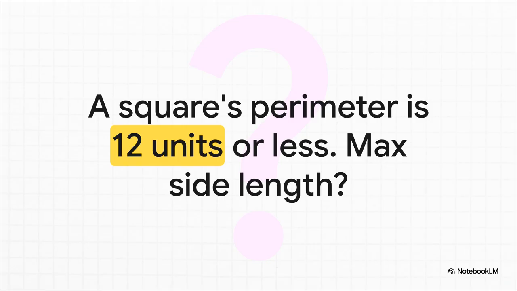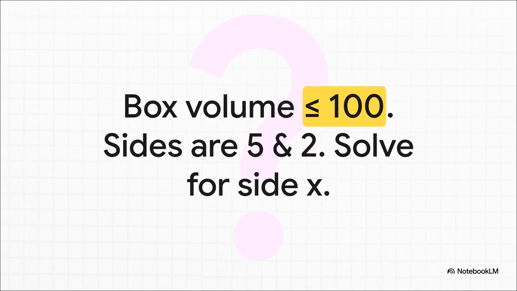Okay, next up. A square's perimeter is 12 units or less. The question is, what's the maximum possible side length? Now remember, the key here is that it's a square. All 4 sides are equal. How does that change things? And for the last one, let's go 3D. We've got a box. Its volume can be no more than 100 cubic units. We know 2 of the sides are 5 and 2. So, let's use that same logic we've been practicing. What's the maximum length for that third side, x?